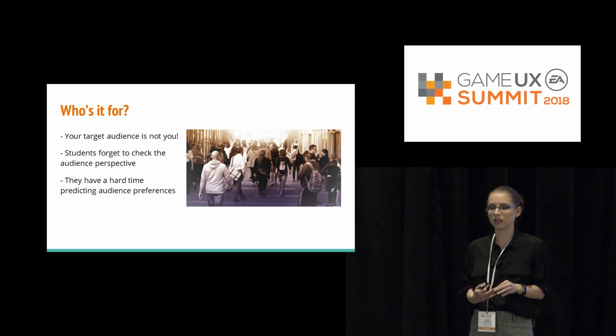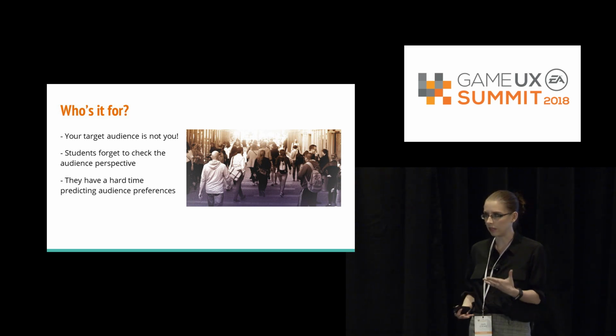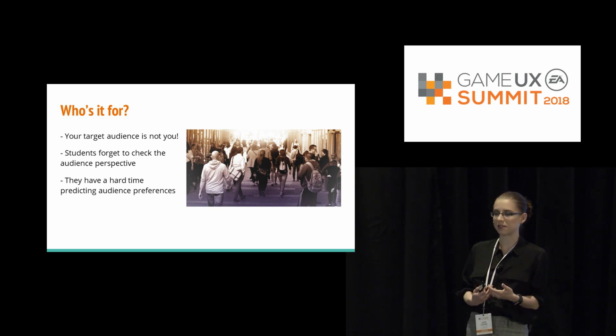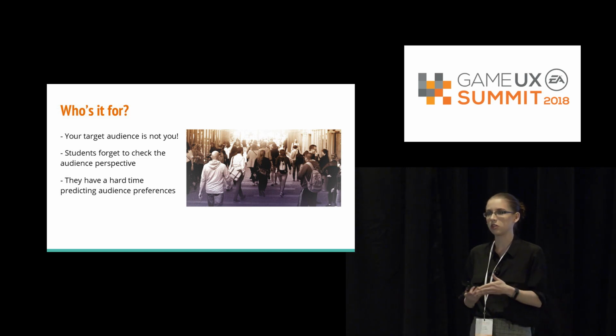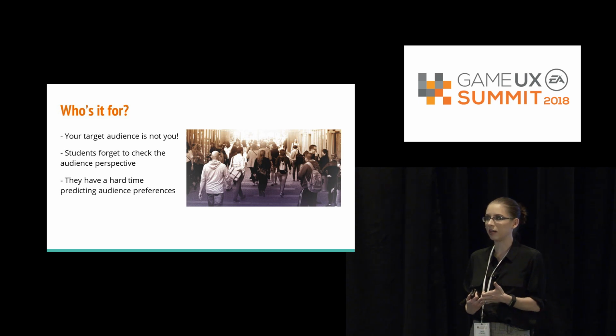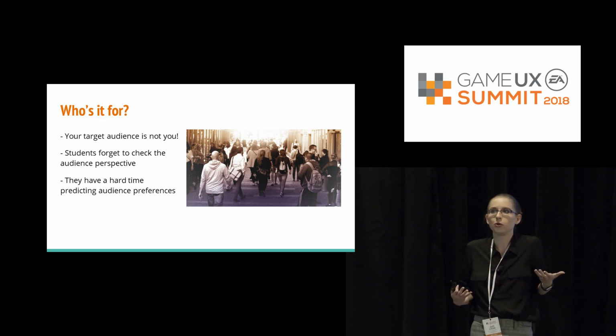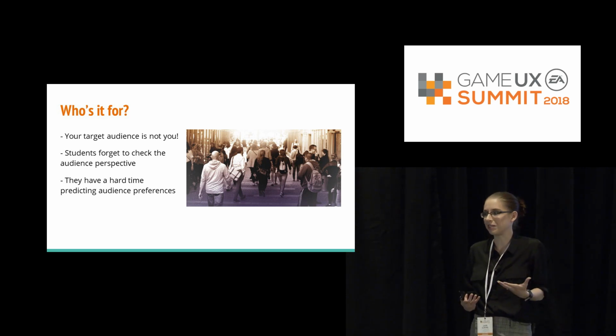Students forget to check from the audience perspective when they're designing. They'll look at two designs and say, well, I like this one better, and they'll forget to check in with their research to see what data is supporting that. They oftentimes have a hard time predicting audience preferences, which who can really blame them? It's really difficult.